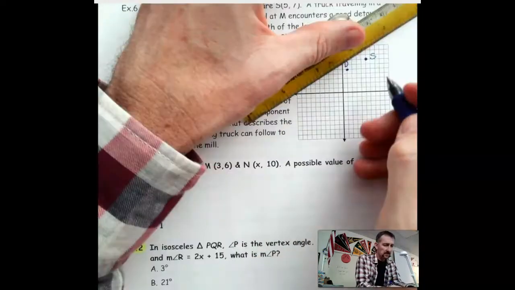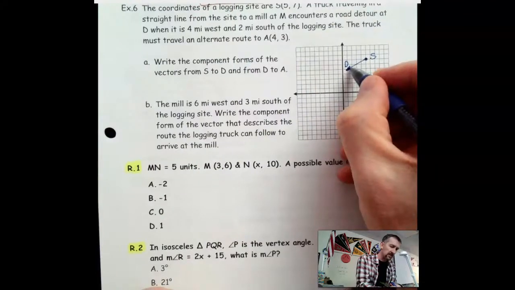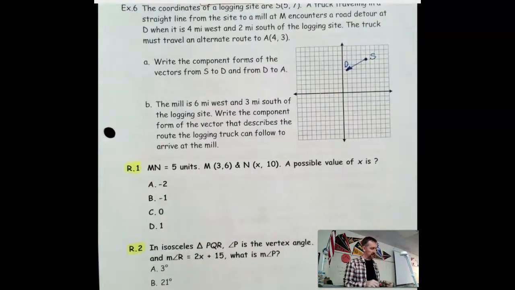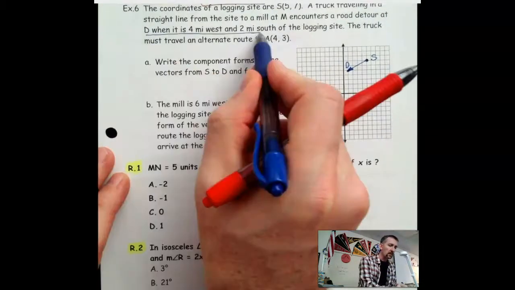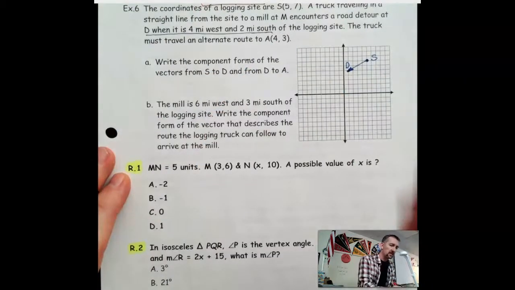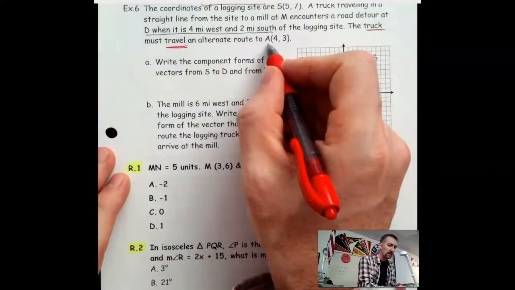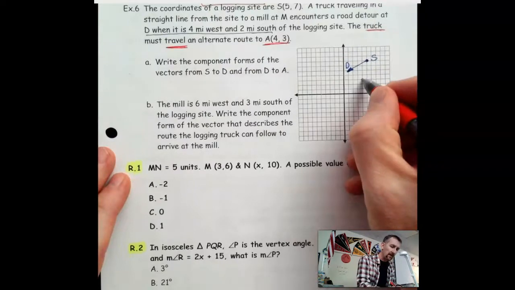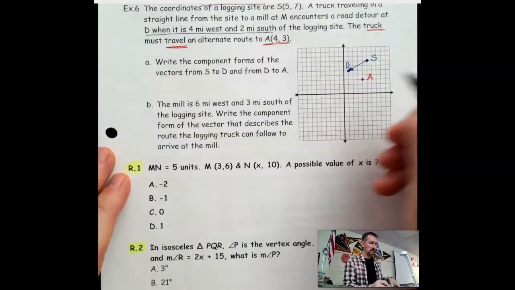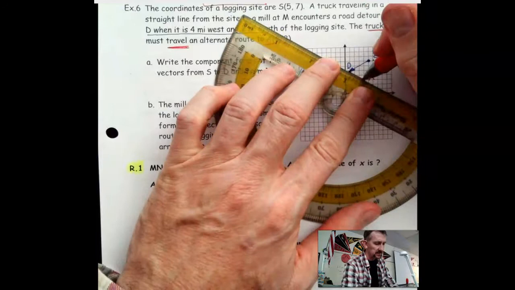Okay, so it went like that, actually, from S to D. So that was the first leg of the trip there. Then the truck had to travel to an alternate route, A, of 4, 3. Okay. So the truck drove from D to A, vector DA.